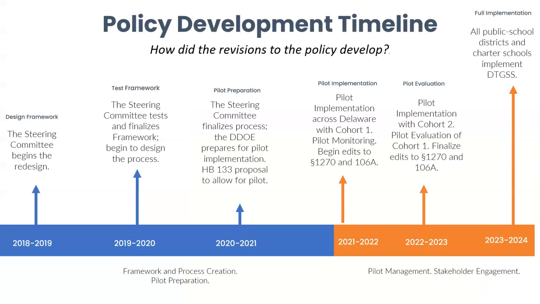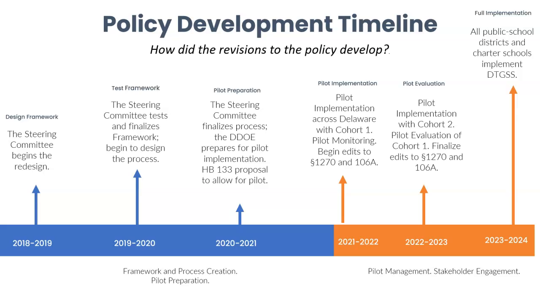In order to understand the status of the policy, it's important to understand the process that led to the need to make the changes to Code 1270 and Regulation 106A. In 2018-2019, the steering committee, made up of teachers, building leaders, school leaders, district office leaders, personnel directors, higher education representatives, charter school representatives, and representatives from the Department of Education, met to begin the redesign of the evaluation system.